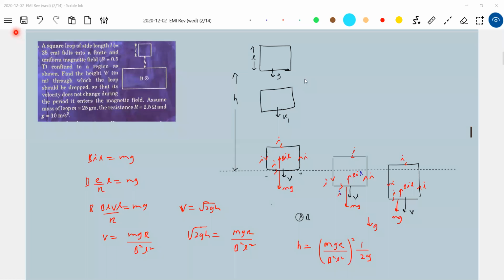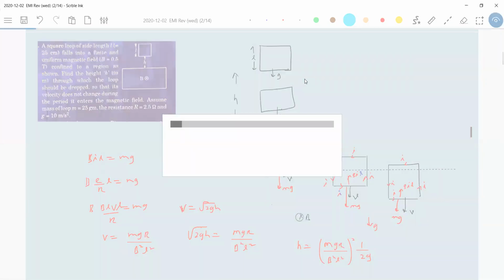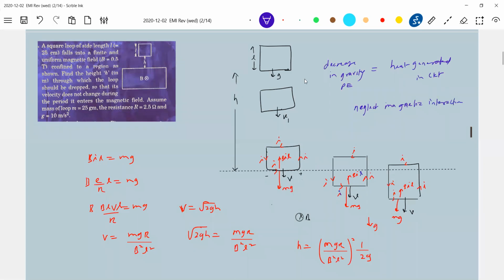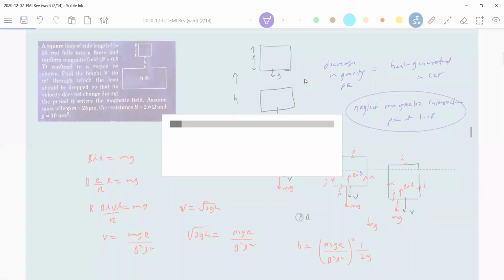I think this will be the most dangerous question if it is put in advance. But at our level, the BIL here converts potential energy into heat. Let me write it. Decrease in potential energy equal to heat generated in circuit. Neglect magnetic interaction potential of the loop. I'm making things clear. Let's not bother about that. If you mention it specifically, okay, otherwise just leave it.